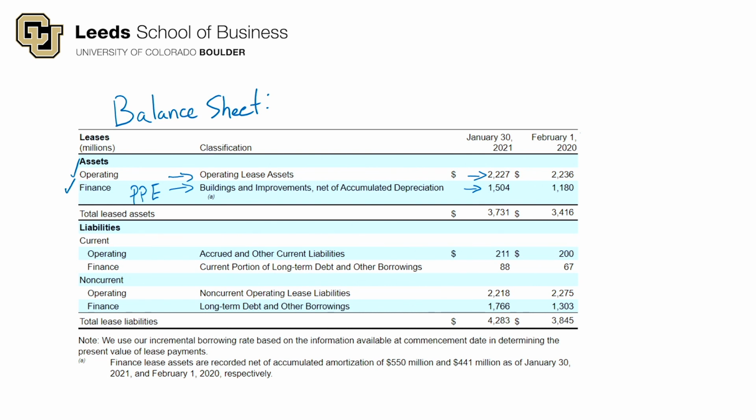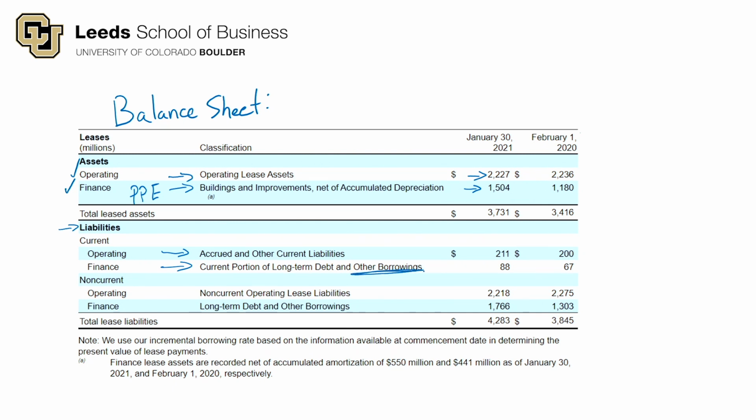In terms of the lease liabilities, because remember, when you lease an asset, not only do you have the right to use the asset, but you have the obligation to make the payments on that lease. And so these liabilities represent that obligation. So within the current section of the liability section of the balance sheet, the operating lease obligations are contained within the accrued and other current liabilities caption. Finance leases are in the current portion of long-term debt and other borrowings.